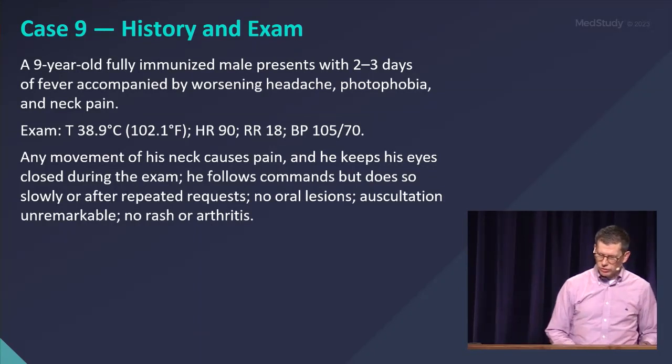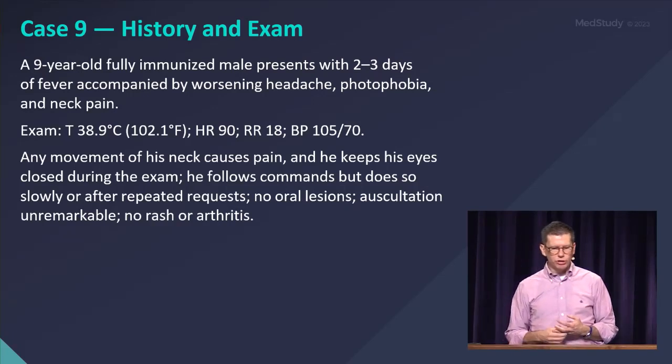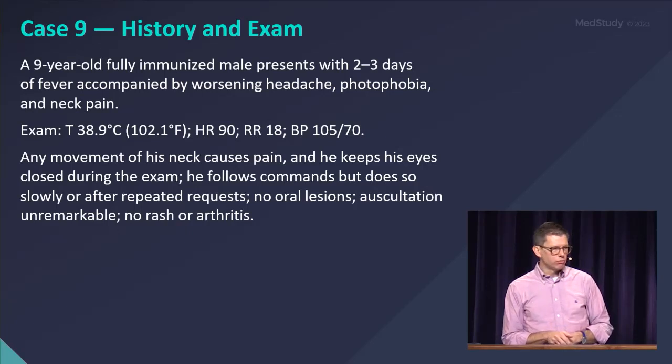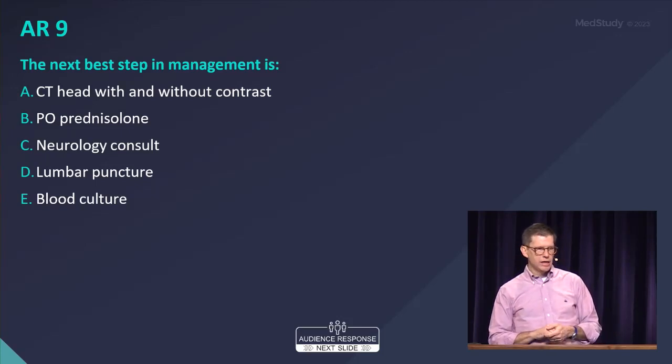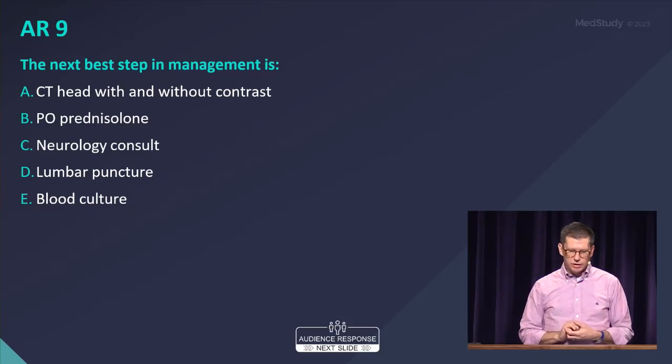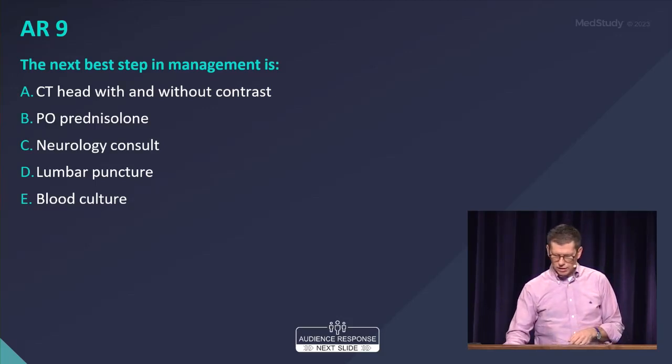A 9-year-old fully immunized male presents with 2 to 3 days of fever, accompanied by worsening headache, photophobia, and neck pain. Temperature of 102.1, heart rate 90, respiration 18, a blood pressure of 105/70. Any movement of the neck causes pain, and he keeps his eyes closed during the exam. He follows commands, but does so slowly or after repeated requests. No oral lesions, auscultation is unremarkable, with no rash or arthritis. The next best step in management is A, a CT of the head with and without contrast, B, PO steroid, C, a neurology consult, D, lumbar puncture, or E, a blood culture.